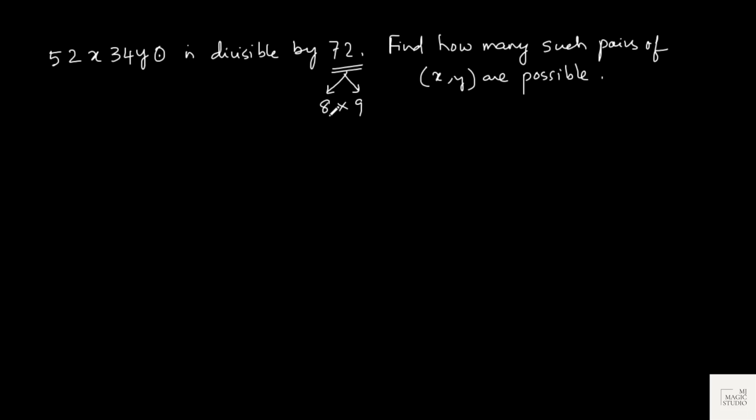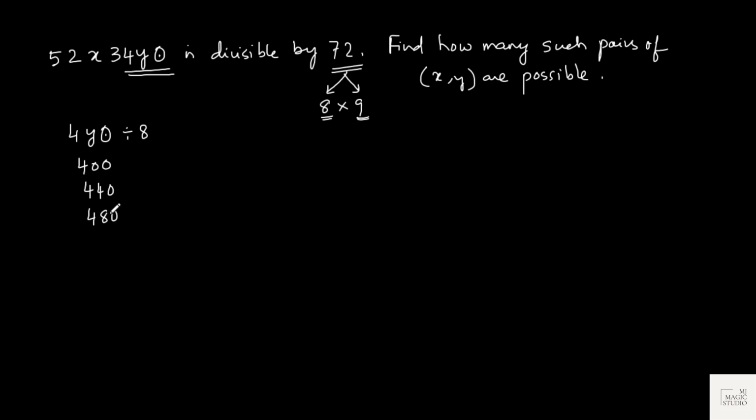We know the domain for 8 is smaller than the domain for 9. 9 is like sum of digits. We need to check for 8. It is 2 cube. We just need to check for the last 3 digits. That means 4y0 is divisible by 8. What can be the value of y? Okay, y can be 0. 400 is divisible by 8. And then we keep on adding 40 to it. Yes, 440 is divisible by 8.